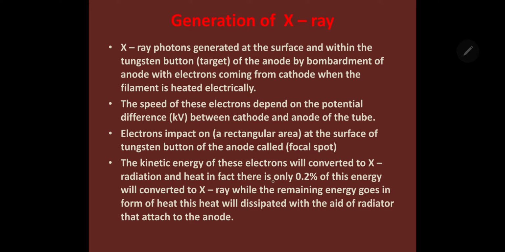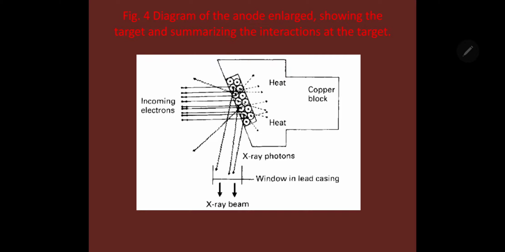In fact, only 0.2% of this energy will convert to X-ray, while the remaining energy goes in the form of heat. This heat will be dissipated with the aid of a radiator that is attached to the anode. This diagram shows the generation of X-ray.